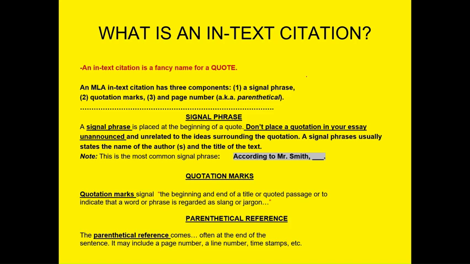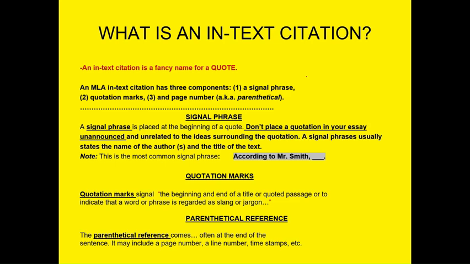You need a signal phrase. There are three aspects of an in-text citation. You need a signal phrase. A signal phrase basically comes before your quote. The simplest signal phrase is "according to," and you put that in front of your quote. Okay, according to Mr. Smith. Then after that, you put quotation marks around your quote. And at the end of your quote, you put a page number. So again, three aspects of an in-text citation.